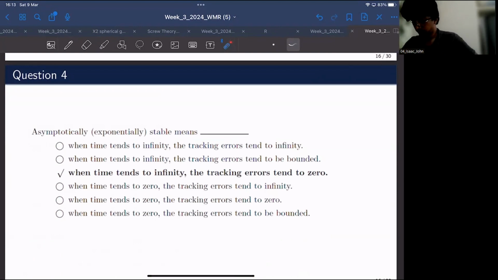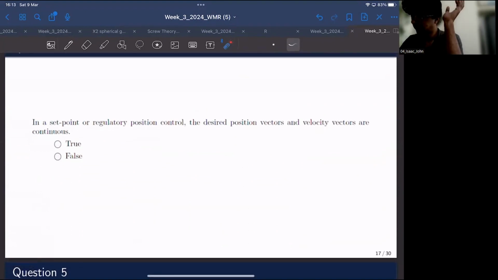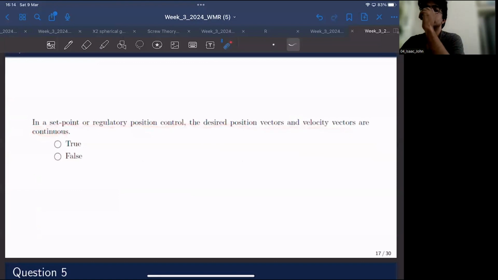Okay, now moving on to question 5. It says in a set point or a regulatory position control, the desired position vectors and velocity vectors are continuous. So is it true or false? So what are set point and regulatory control?